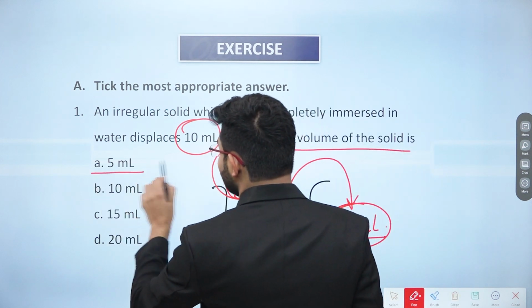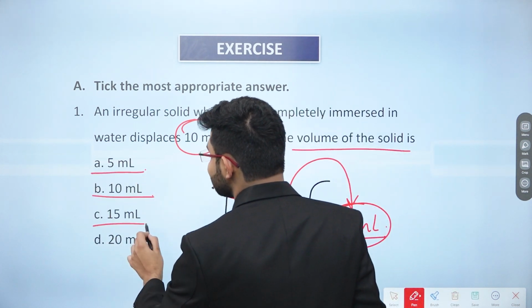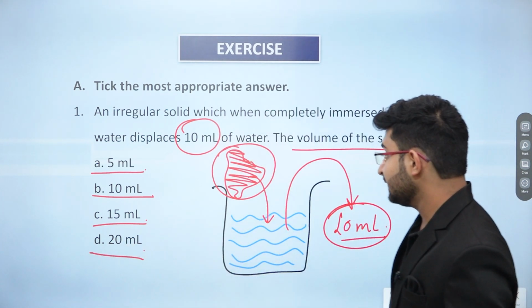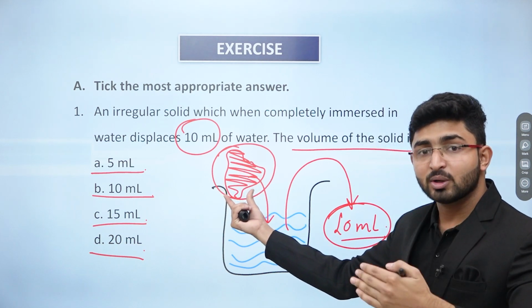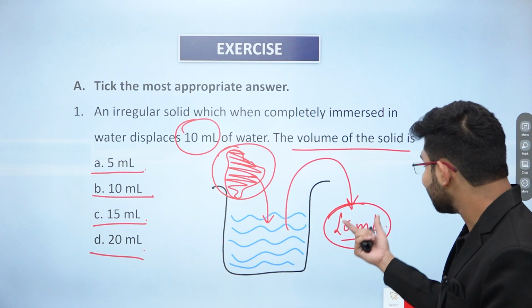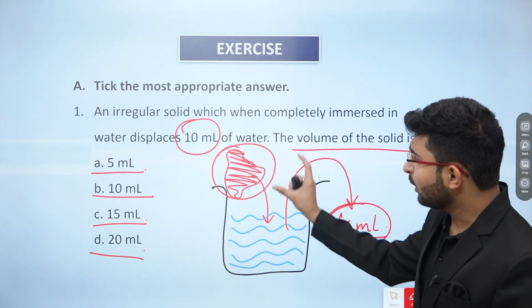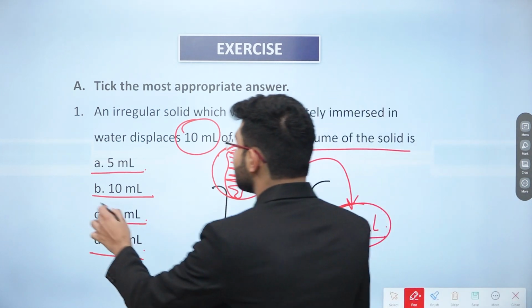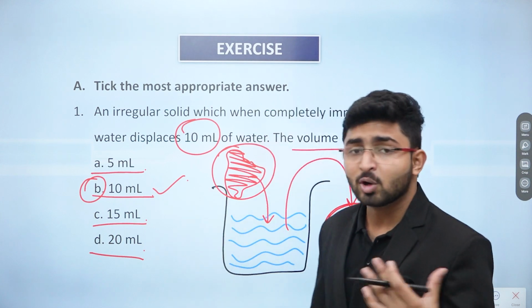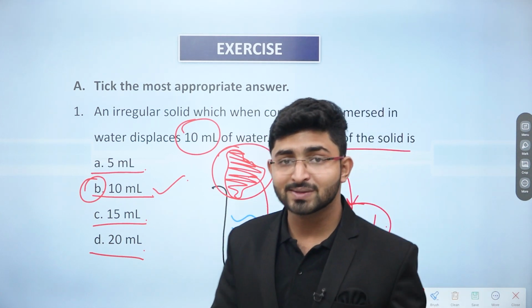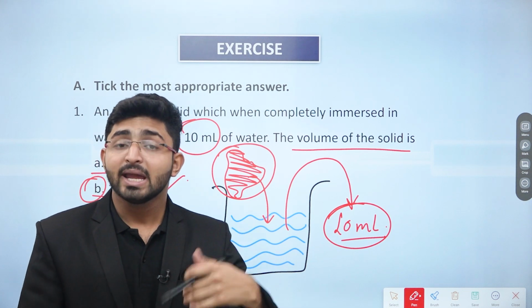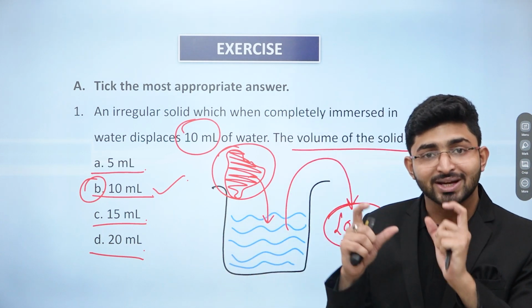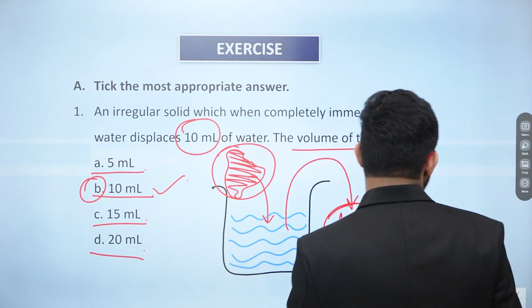Option A is 5 ml, option B is 10 ml, option C is 15 ml and option D is 20 ml. So if you can see clearly, when I have immersed the irregular solid into water, it is displacing 10 ml of water, which means that the volume of that irregular solid will be 10 ml. So option B will be the correct answer. We have already studied that whenever we immerse any irregular solid into a liquid, it will displace a volume of that liquid equal to the volume of the solid. Okay, I hope this is clear to you.